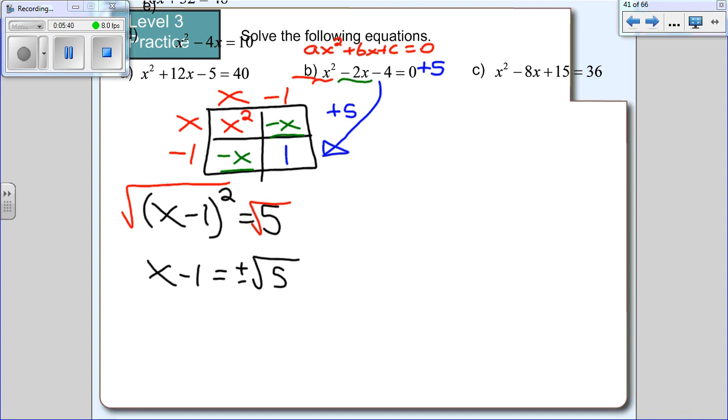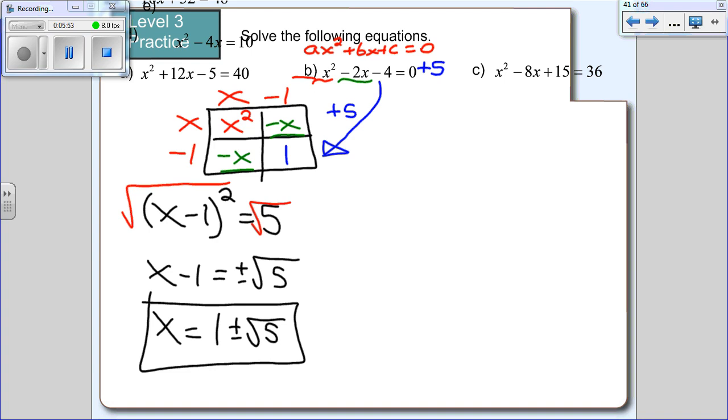Anyway, what's my last step going to be? Add one to both sides. So x should equal 1 plus or minus root 5. That would be my solution. We would leave it like that. Okay? You wouldn't change it to a decimal. We don't use decimals. Unless it's like 2.5, we don't use decimals.